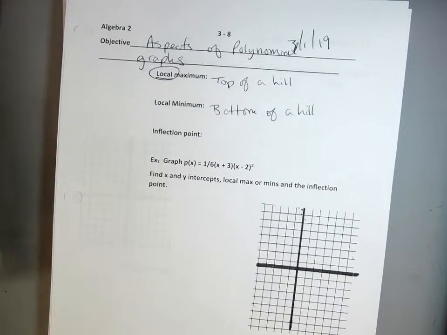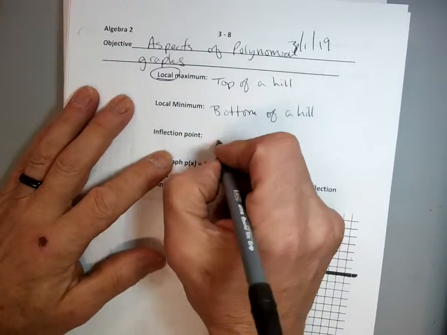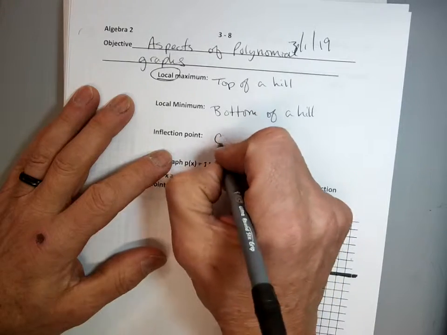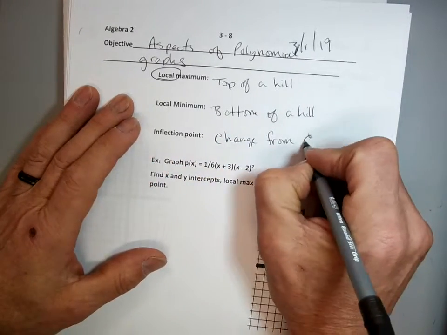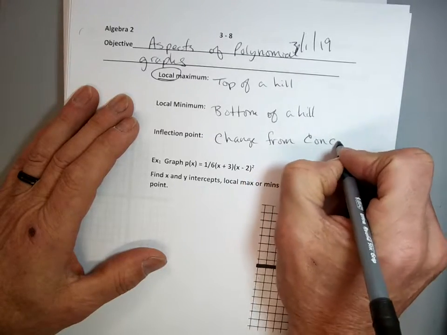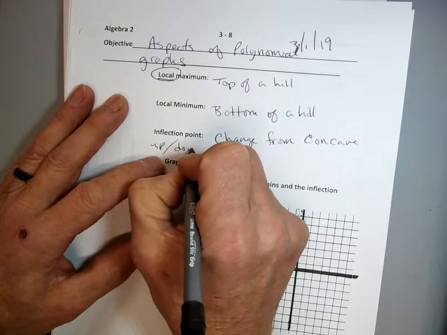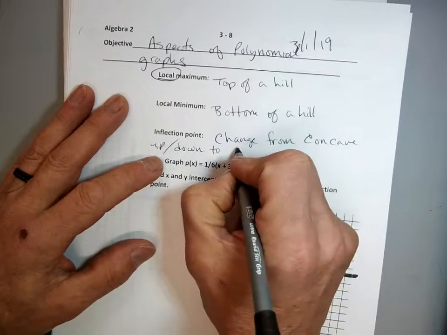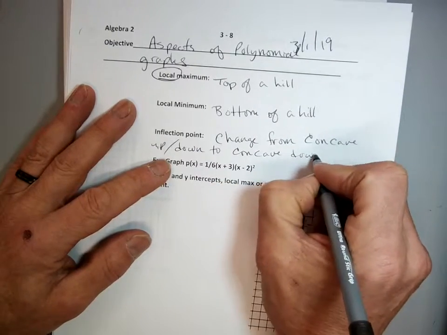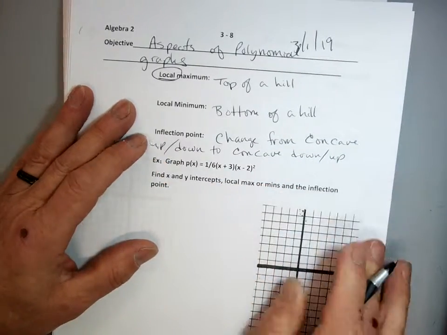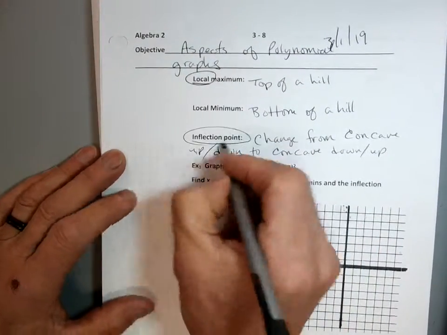Now, the inflection point is where it changes. An inflection point is where your graph will change from concave up or down to concave down or up. And I'm going to give you just a really easy little picture on the side so you can see what an inflection point is, okay?